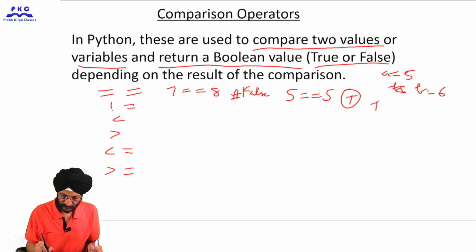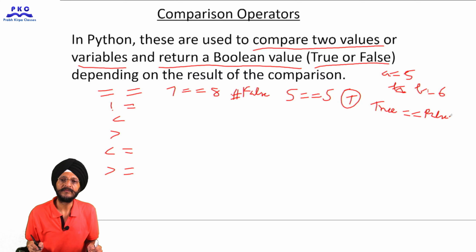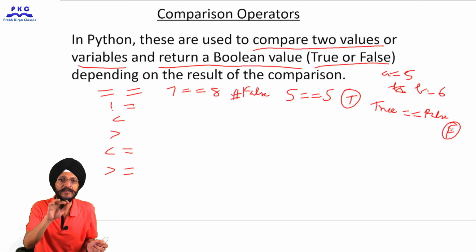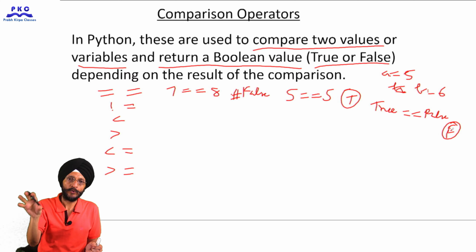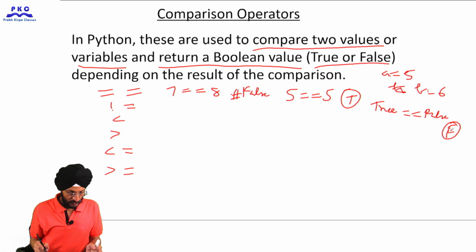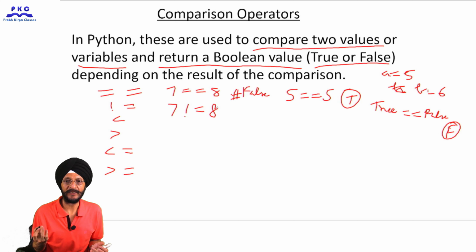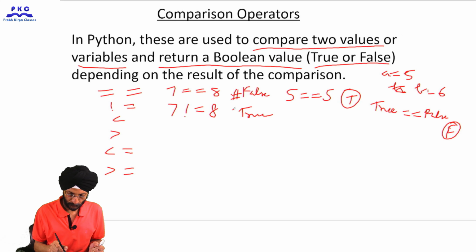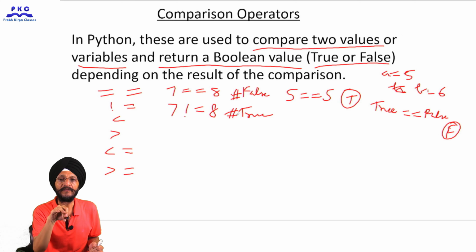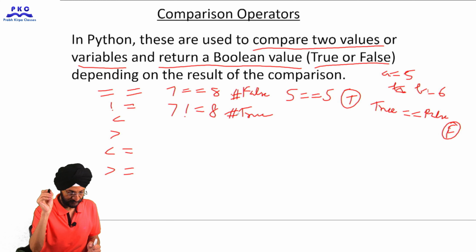If we write true equals false, whether it is true, the output will be false. Though I am writing T or F, it is only for the shortage of space. You should consider it as true or false. So now, if we consider not equal to, if we write 7 is not equal to 8, it is correct, it is true. So the output the Python operator will return to us will be true.